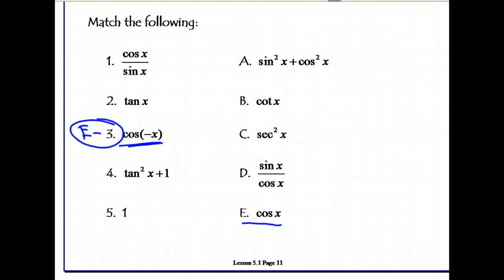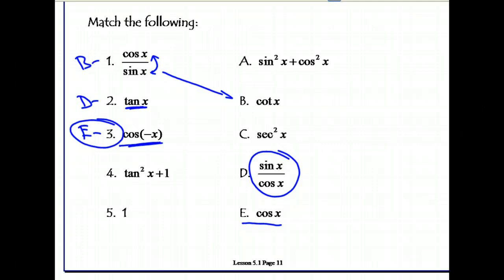All right. Anything else just jumping out at you? Don't you know tangent? Let's see. What's tangent? Isn't that sine over cosine? Isn't that one of our identities? So 2 would go with d. Or likewise, cosine over sine. That's just the opposite of sine over cosine. Cosine over sine, isn't that cotangent? So just kind of putting these all together, 2 goes with d, 1 goes with b.